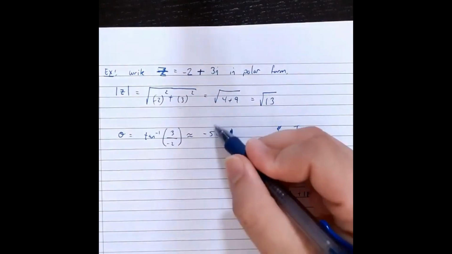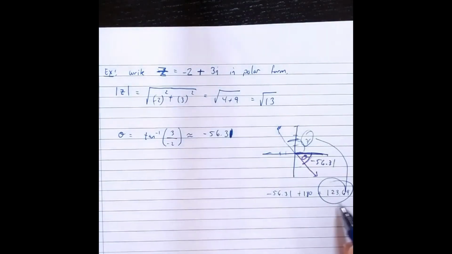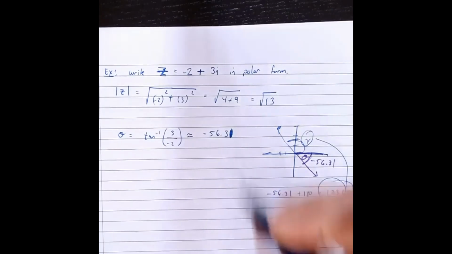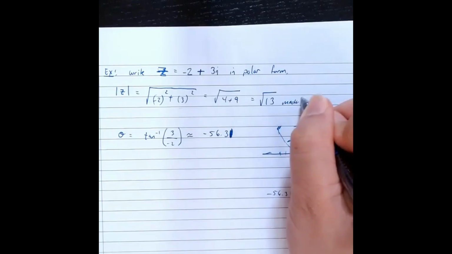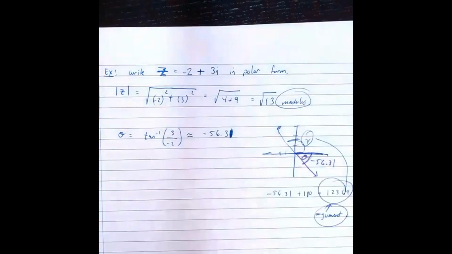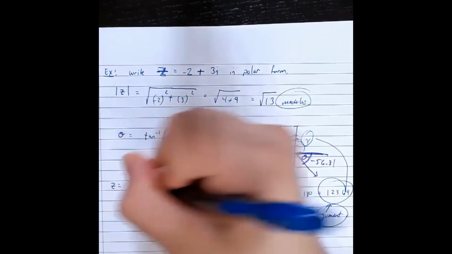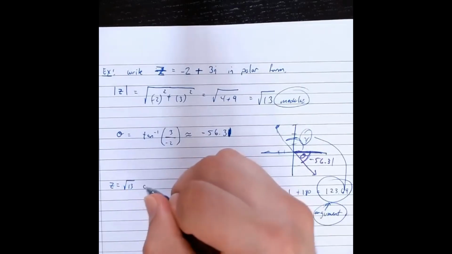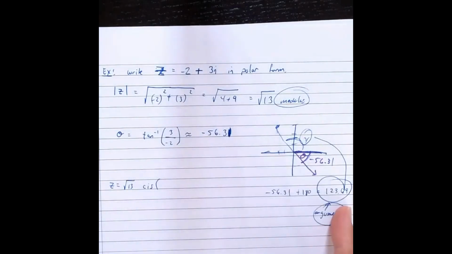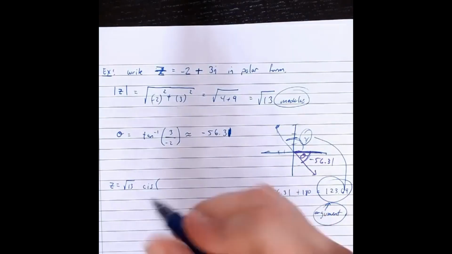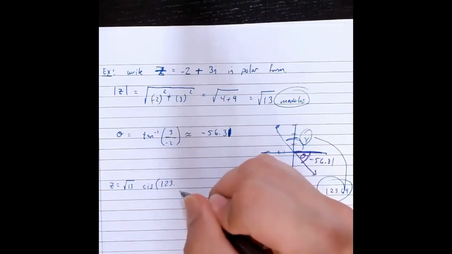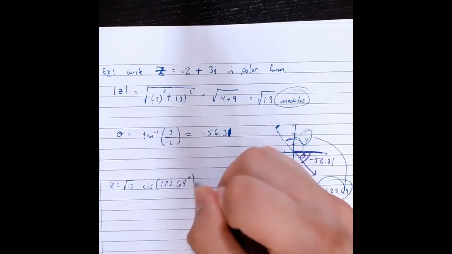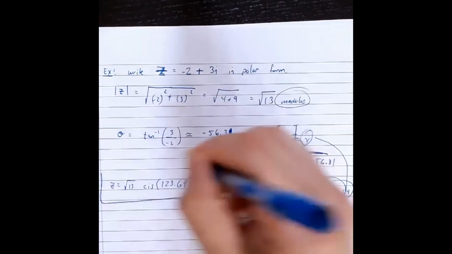So here, this was not the right angle that I wanted. I actually want this angle down here. So this is my actual argument. So now we can write z as, we're going to take our r, which is the square root of 13, cis of this argument, not this one right here, 123.69 degrees. And that is our result.